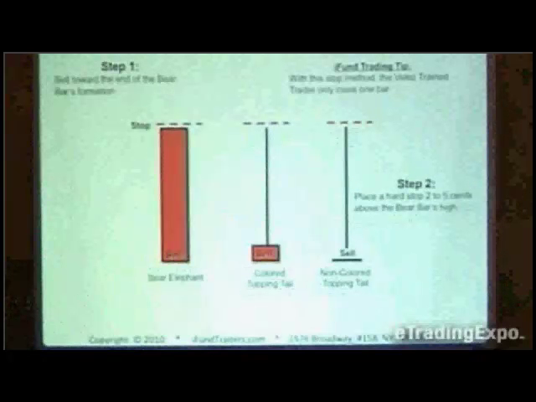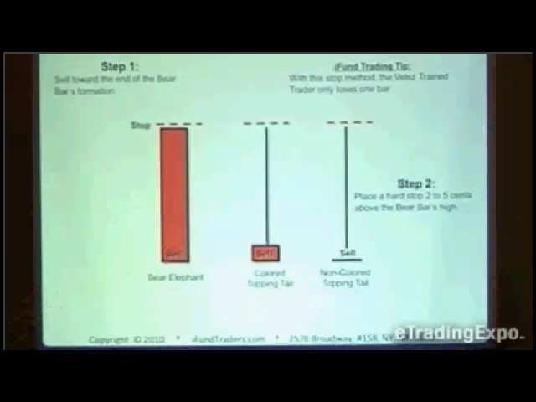Now, if we're shorting the market, we do the same. We sell into a bear elephant bar toward the end of the bar's formation with a stop above the high if it's a kamikaze. We sell into topping tail bars with a stop above the high if it's a kamikaze. We sell into red topping tail bars, no color topping tail bars, and even green topping tail bars.